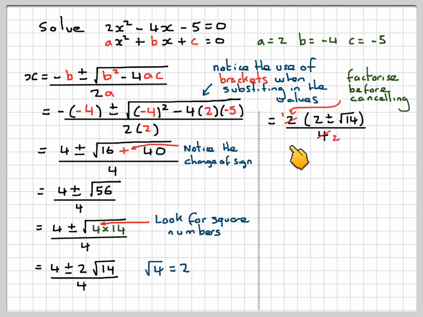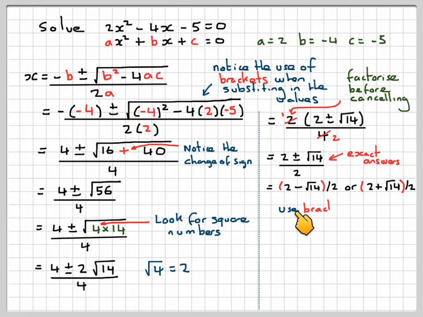Okay, so we've got 2 going into 2 once and into 4 twice. And then we get 2 plus or minus root 14, over 2. Now this is called the exact answer. If you want to do the calculated value, what we did in IGCSE, then you would put the brackets around the 2 minus root 14, and here as well for the plus. If you don't put brackets around it, the calculator will just do root 14 divided by 2, and it's not that, it's 2 minus root 14, divided by 2.